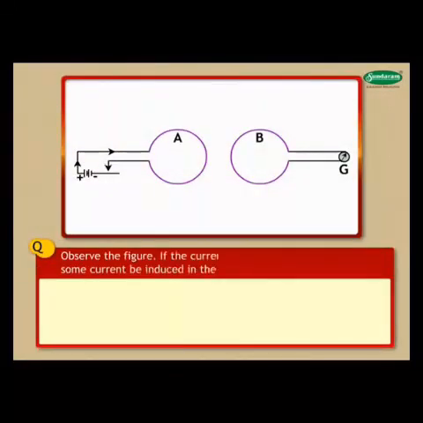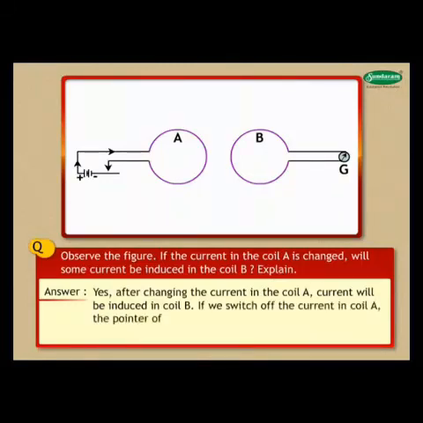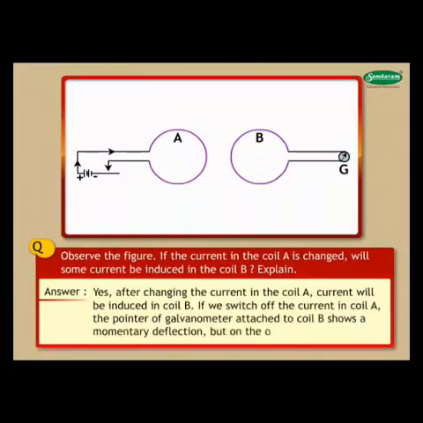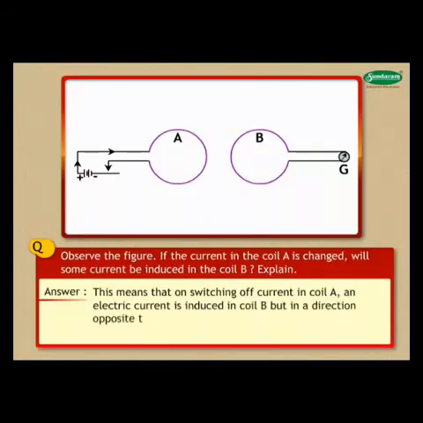Question. Observe the figure. If the current in the coil A is changed, will some current be induced in the coil B? Explain. Yes, after changing the current in the coil A, current will be induced in coil B. If we switch off the current in coil A, the pointer of the galvanometer attached to coil B shows a momentary deflection but on the opposite side. This means that on switching off the current in coil A, an electric current is induced in coil B but in a direction opposite to that when the current was switched on.